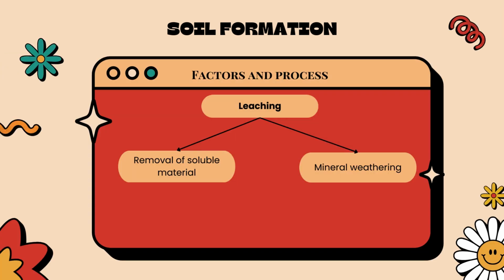Next factor is leaching. Leaching in soil can lead to formation of soil in many ways. One of them is by removal of soluble material. Because sandy soil are porous, water may travel through them more quickly. As water penetrates the soil, it can dissolve and transport soluble elements like minerals, ions, and nutrients. This leaching process might result in the removal of chemical from the upper soil horizon. Lastly, mineral weathering. Leaching can help minerals weather in soil. When water interacts with mineral particles, chemical reaction can occur, causing mineral to break down into secondary compounds. This process is part of the larger soil formation process known as pedogenesis.